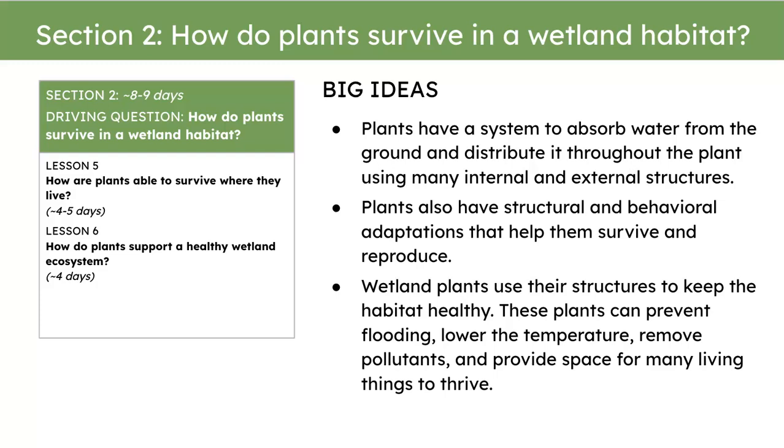Through the storyline of Section 2, students gain an understanding of these standards-based big ideas. Plants have a system to absorb water from the ground and distribute it throughout the plant using many internal and external structures. Plants also have structural and behavioral adaptations that help them survive and reproduce. Wetland plants use their structures to keep the habitat healthy. These plants can prevent flooding, lower the temperature, remove pollutants, and provide space for many living things to thrive. Section 2 should take about 8 to 9 days to complete.